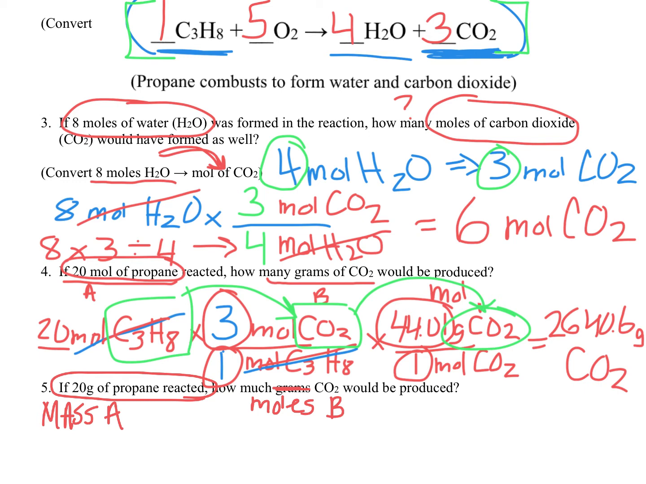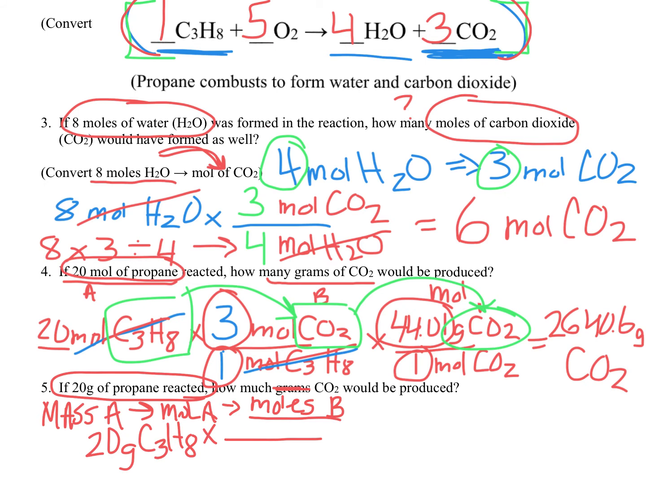All right, so to do that, let's start with what we have. We have 20 grams of propane, which is C3H8. Now, if I want to eventually go from mass A to moles of B, I'm going to need to go mass A and convert to moles of A, and then go from moles of A to moles of B. How? Because we know that we can use our balanced equation to go from moles of one thing to moles of another. But before we do that, we've got to get rid of our mass. So that's our first step.